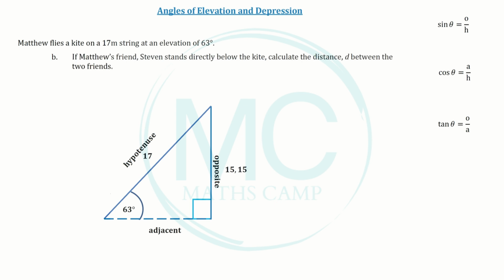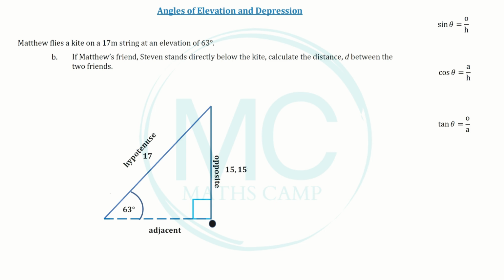Let's move on to part B. If Matthew's friend Stephen stands directly below the kite, calculate the distance d between the two friends. If Stephen is standing directly below the kite, he is standing over here where the vertical line meets the horizontal. He is on one side of the adjacent side of the triangle and Matthew is on the other. So to find the distance between them, all we have to do is find the length of the adjacent side of the triangle.